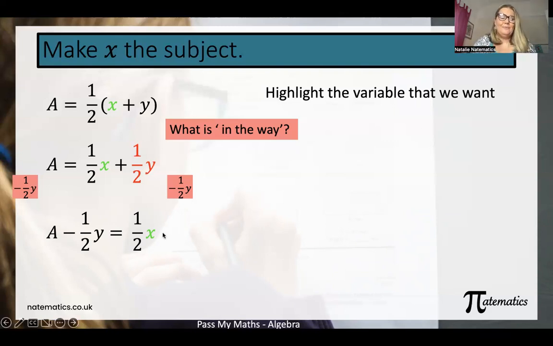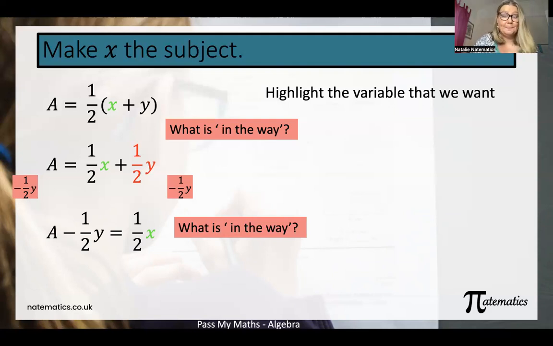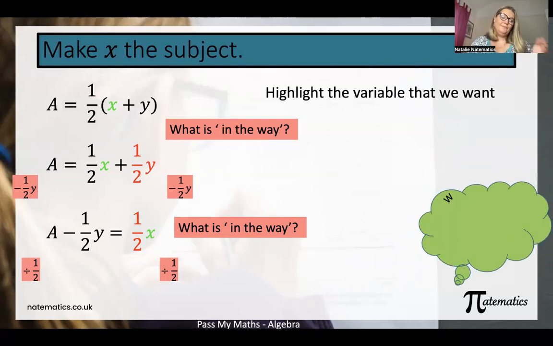But all we're going to do is now look to see, well, what's in the way? We want x on its own. There's a half there. What's that half doing to the x? Multiplying. What's the opposite of multiplying? Dividing. Now, I'm pretty sure I put in a question here. So dividing by a half is the same as what? So imagine you've got something and you split it into two. You're dividing by a half. You're saying how many halves are in that thing? There's two. So dividing by a half is the same as multiplying by 2.